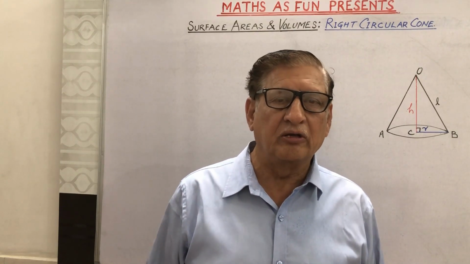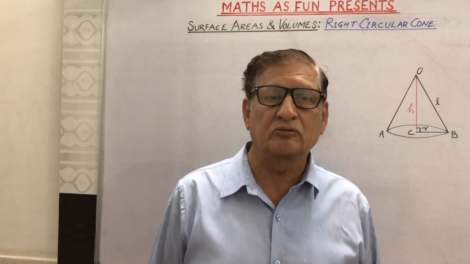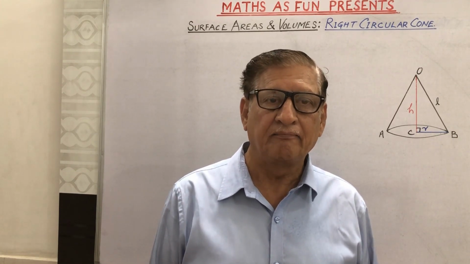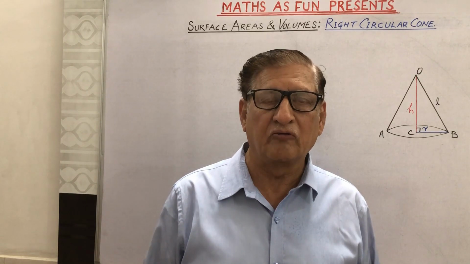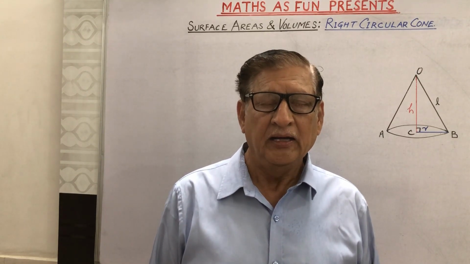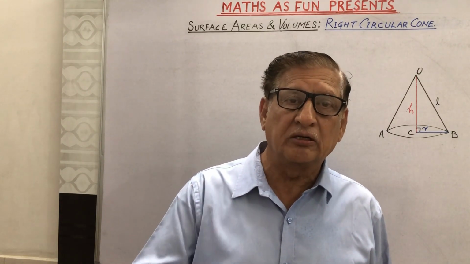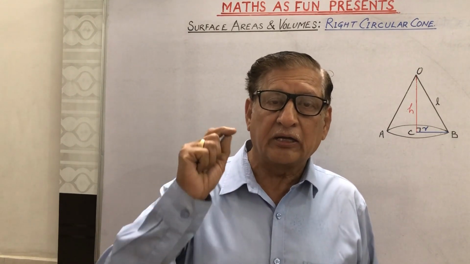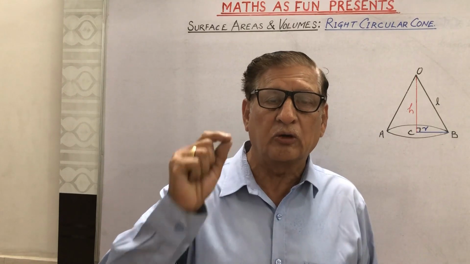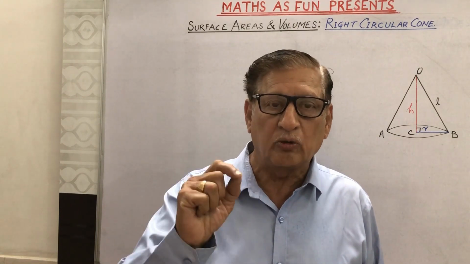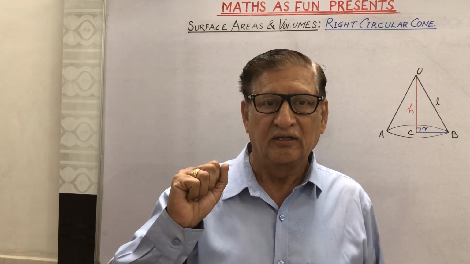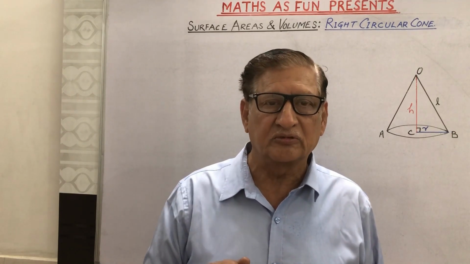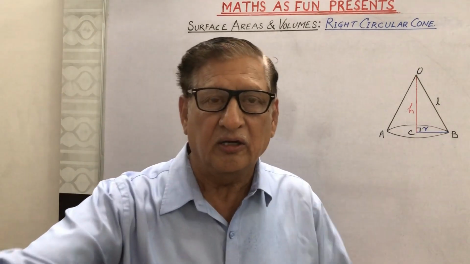In this video we will learn about the right circular cone, how to find out its curved surface area, total surface area and volume. See, what is a cone we have already learnt in the previous videos. We have learnt that if a triangle is revolved around one of the perpendicular sides of it, then a right circular cone is formed. Cone looks like this.